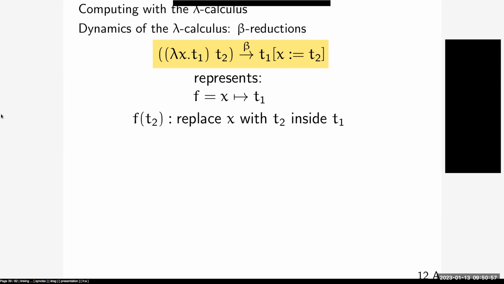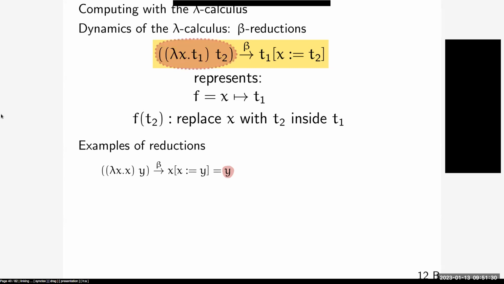And so beta reduction says that if I have an abstraction lambda x dot T1 applied to T2, I beta reduce it to T1, where I replace all free occurrences of x in T1 with T2. And so this represents roughly the idea that if I have a function which maps x to T1, then feeding T2 to the function is equivalent to replacing x inside the body of the function with T2. And so this is a rule that says what happens when I feed an argument to a function, right? And so this little pattern we see here, lambda x dot T1 applied to T2, is called a redex, so it's something reducible.